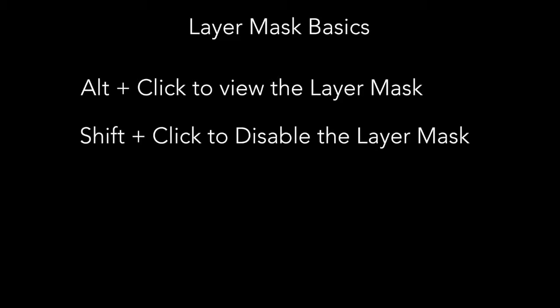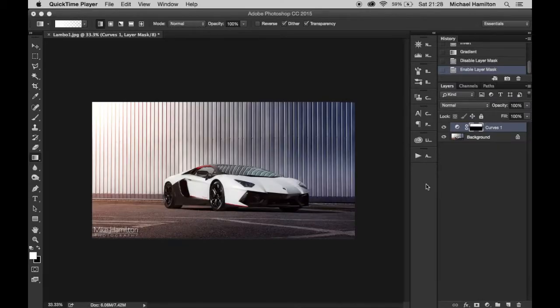To view the layer mask that you've just created, hold Alt and click on the layer mask. To disable the layer mask, hold Shift and click on the layer mask. And there we go. A very quick basic introduction to the world of layer masks within Photoshop. These are not to be underestimated. These are a very powerful tool and they should always be used when editing photos and using layers.